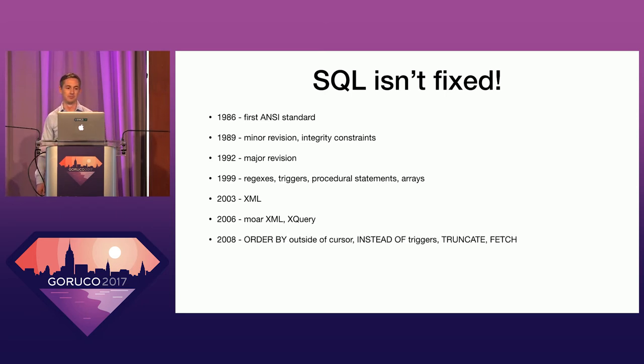2008, some more improvements. 2011, we see temporal data, something near and dear to my heart. In 2016, we see JSON. So the interesting thing about this evolution is that Codd's paper in 1970 didn't allow for any of this crazy stuff going on in the database. It was very strict about what was allowed. Like, it was tables with relations and all this other stuff. Documents weren't a part of it. So current SQL databases are a pretty big departure from that original concept.